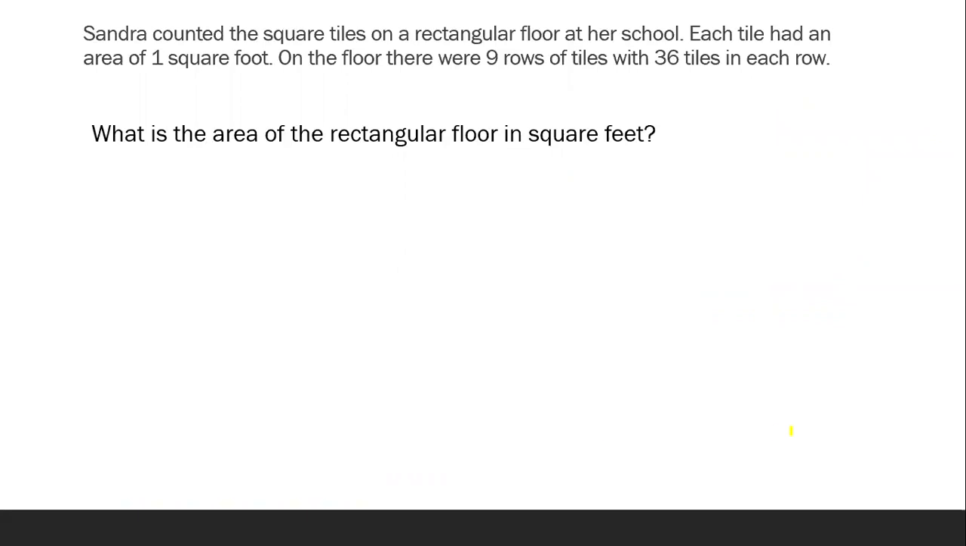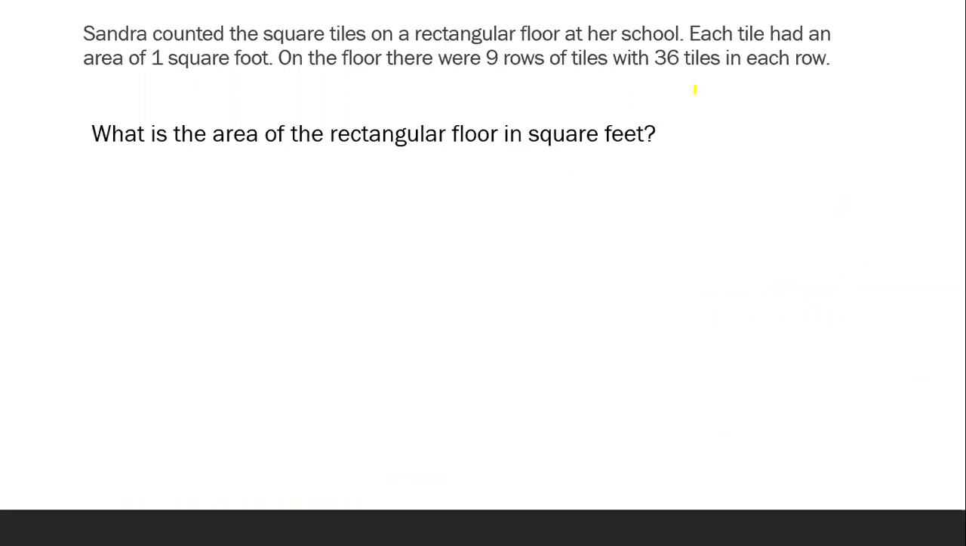Okay, our next problem will be a little different. So Sandra counted the square tiles on a rectangular floor at her school. Each tile had an area of 1 square foot. On the floor, there were 9 tiles with 36 tiles in each row.